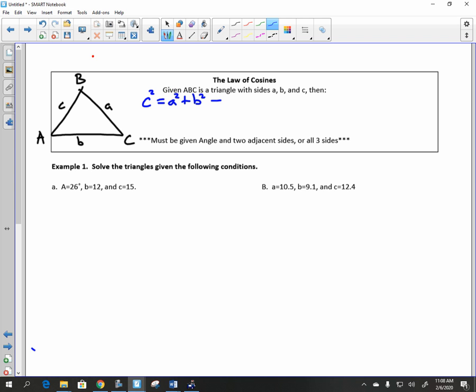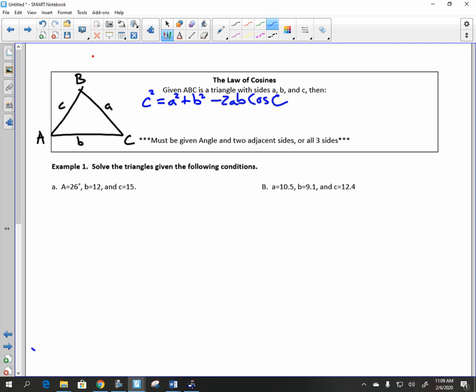We minus, and here's all it is. Look, folks, a squared plus b squared is c squared, right? So here's what you do. It's a squared plus b squared minus 2ab. So you just double those two multiplied together times the cosine of the included angle. That's that.